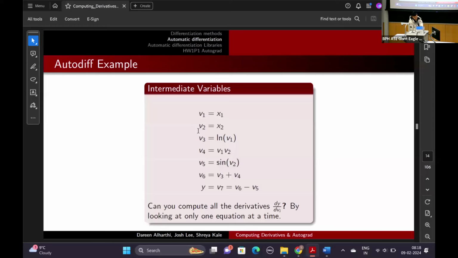All right, so let's take the derivative of y with respect to x1. What would that be expressed as in the context of all these different v's? The first step is to think about how we defined y as v6 minus v5. By expressing with y and v6 and v5, what is the derivative of y with regards to x1? So it's dy dv6 times dv6 dv.